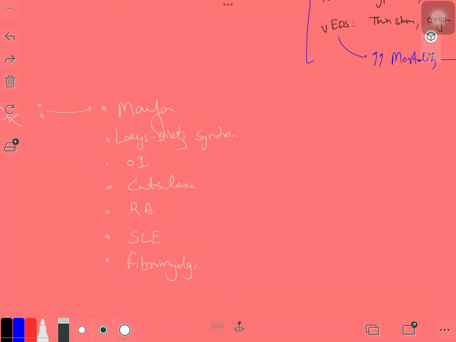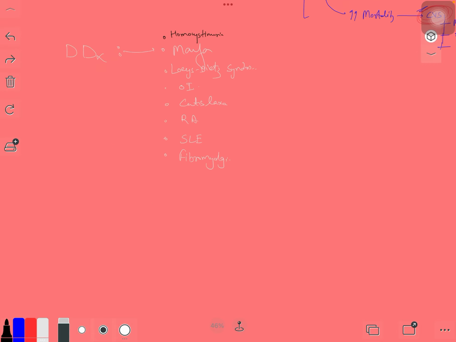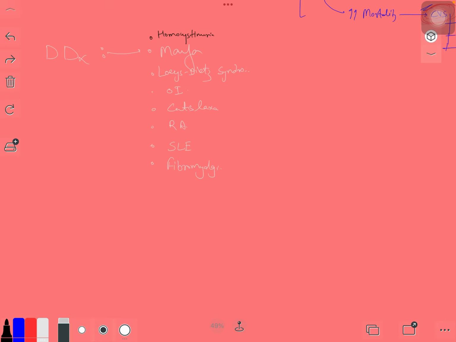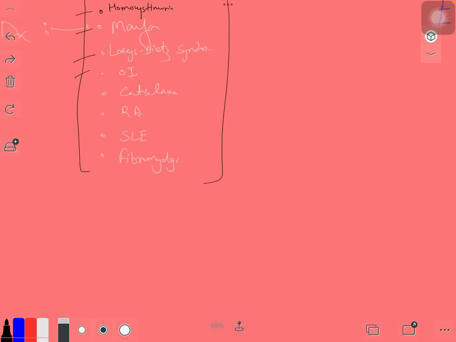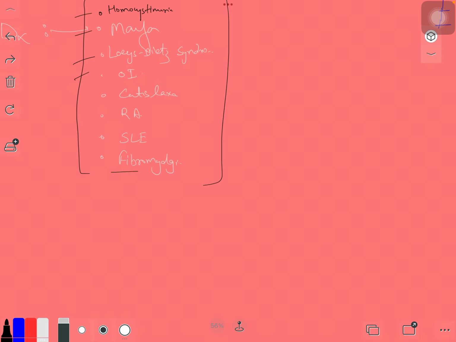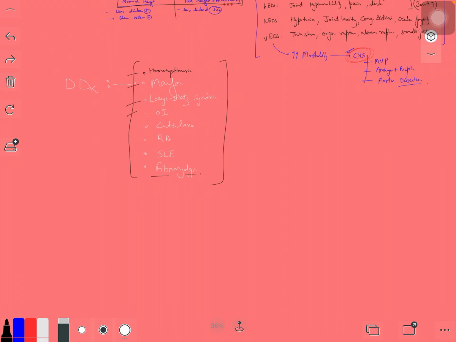And when they mention Marfan and Loeys-Dietz syndrome, how can we skip a very, very important one, homocystinuria. I will cover homocystinuria when I talk about biochemistry later. Right, so these are the things that you should at least keep in mind while making a differential diagnosis. At least try to rule out Marfan, Loeys-Dietz, OI, and homocystinuria. Okay, the rest of the things you can still skip, and also don't miss fibromyalgia.